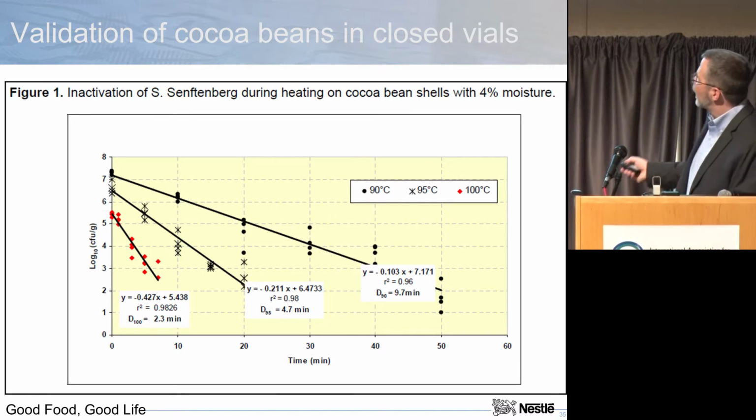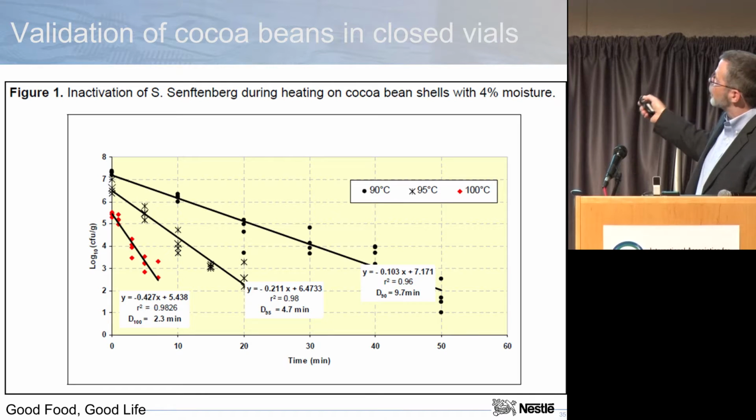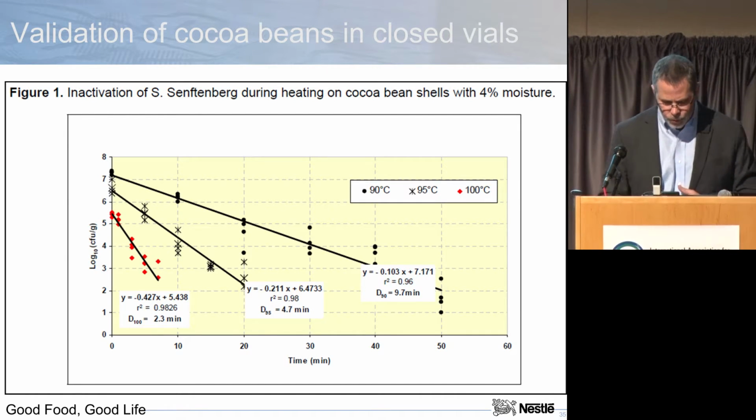If you looked at the average of trials, we could pretty much tell what the decimal reduction times are at these various temperatures. The problem is we had a lot of error and we had a lot of variability, and if anybody's done vial trials, you know that there's a lot of reasons why you can have variability in these trials, and we saw that the data just wasn't data that we could use, so we were back to square one.